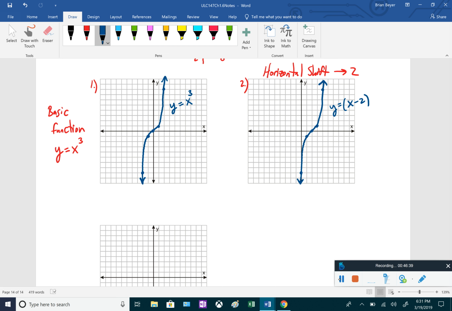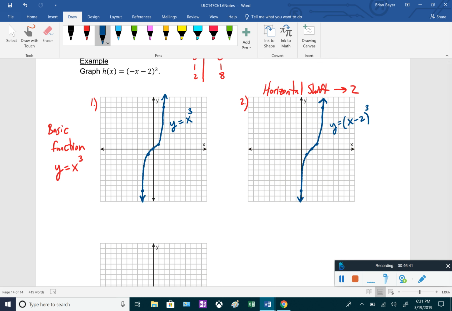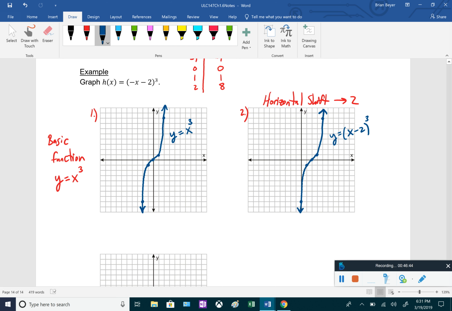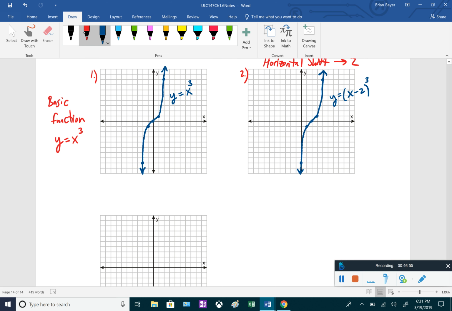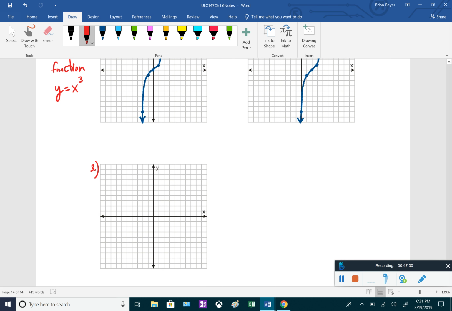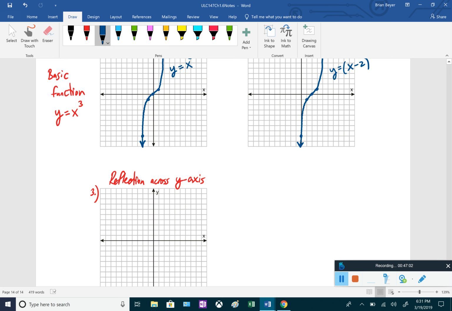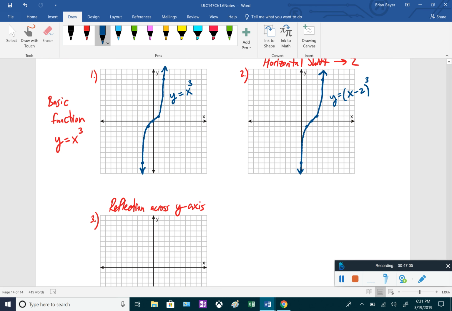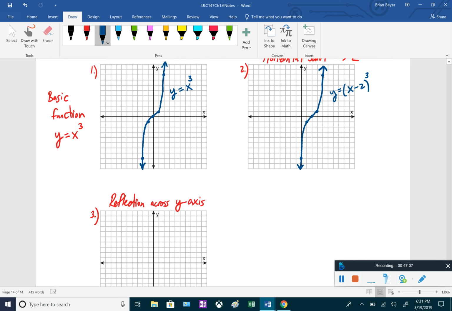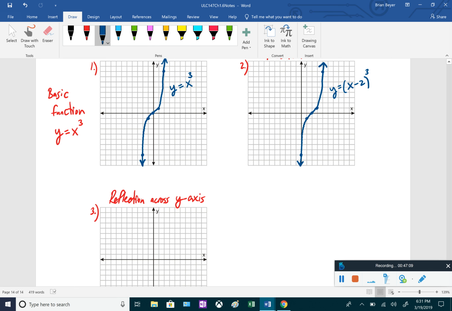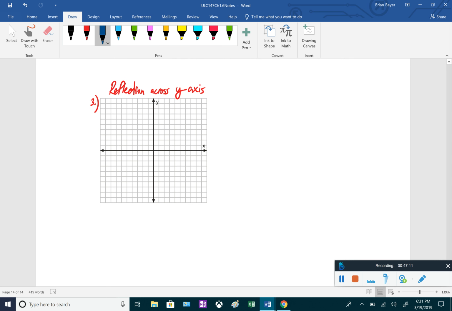And next we would check for any vertical or horizontal stretching and shrinking in the function. There's no numbers being multiplied, so we skip it. So next we look for a reflection. There is a reflection because there's the negative on the x. So if there's a negative multiplying the x, that means it's a reflection over the y-axis. So we're going to take all of the points that we just plotted and reflect them over the y-axis, which is negating the x values.